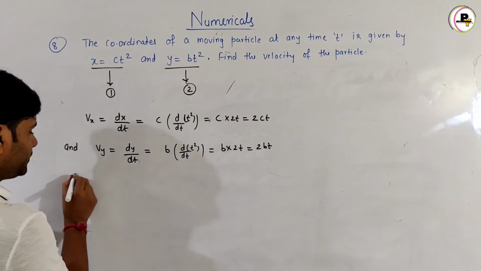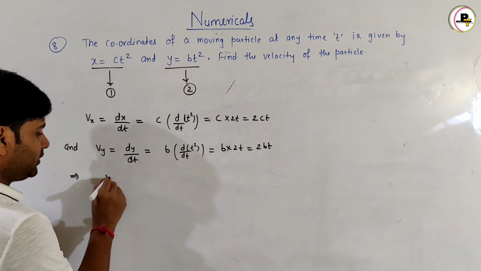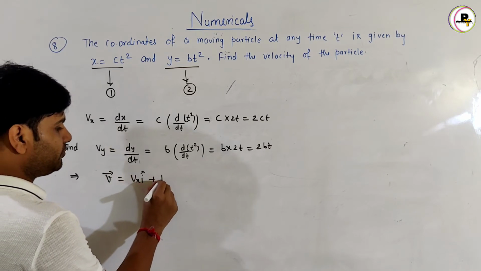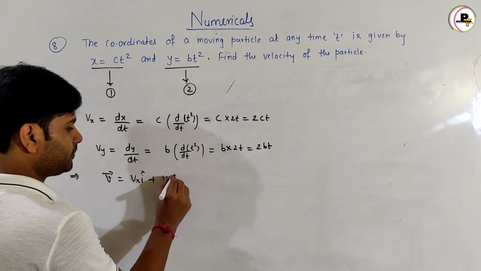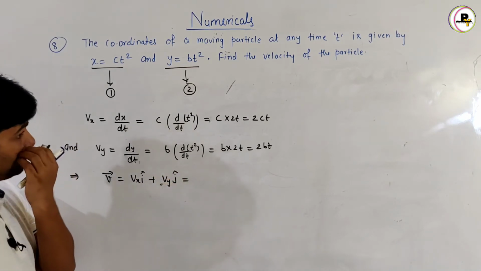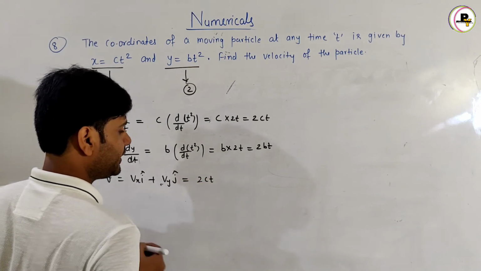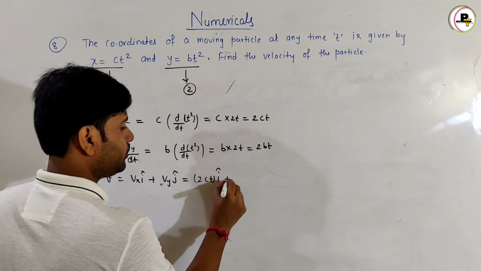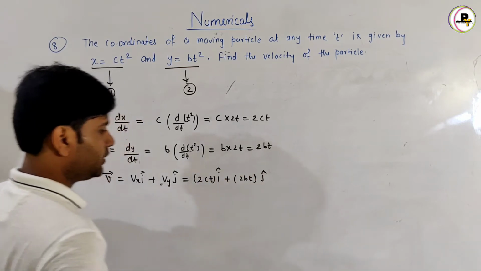So what we have to obtain is the velocity of the particle. So the velocity of the particle is the v vector equals vx i cap plus vy j cap, and that is equal to, what is vx? It is 2ct. So I get 2ct i cap plus 2bt j cap.